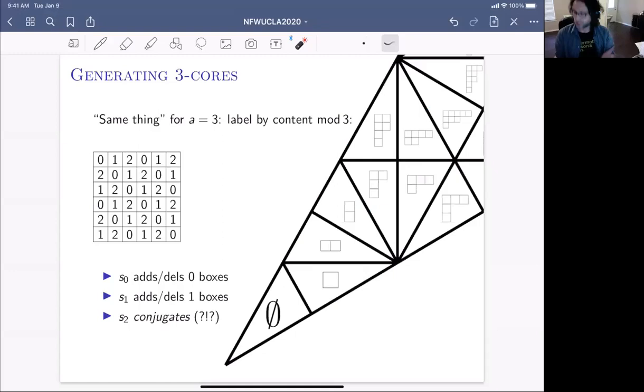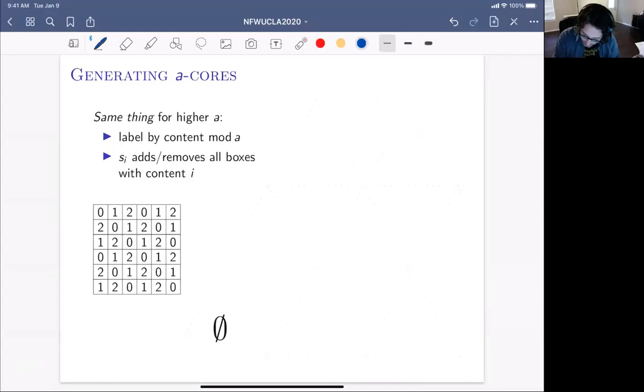But that's just to give you an example of the sort of things that we can do. Here's what you expected to see, just Si adding or removing all the boxes, right? That's what you expect to see. And here it's just the general, you know, you act by zero and that adds here, and then you'd act by, you know, one or maybe two or one, and so you'd end up here or here and so on. And this is of course an action of the affine symmetric group. And you can even see the symmetric group coming in.